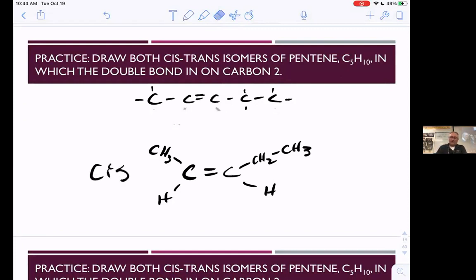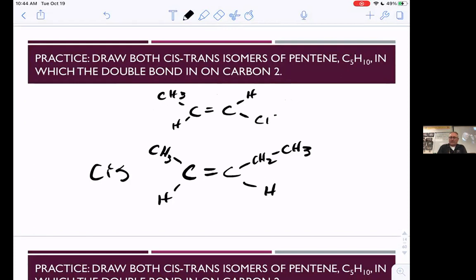If I were to erase the top and draw the trans, I would have the methyl group up top, hydrogen down here. And then on the other carbon, I would put the hydrogen up top and the remainder of the chain down here, this ethyl group, so to speak, even though it's on the backbone. So this would be the trans isomer. This would be the cis.